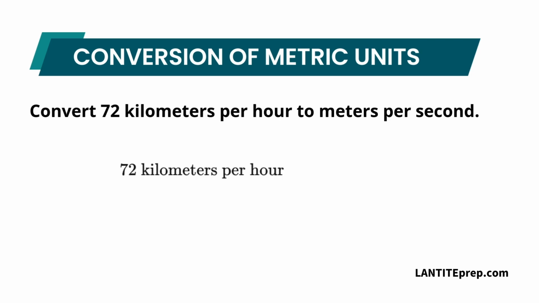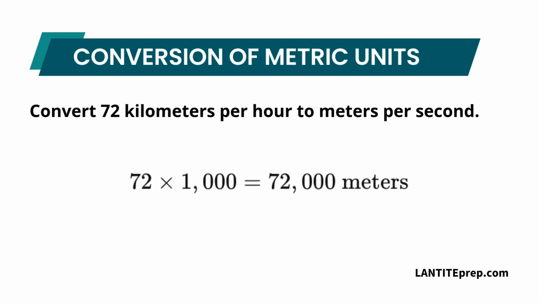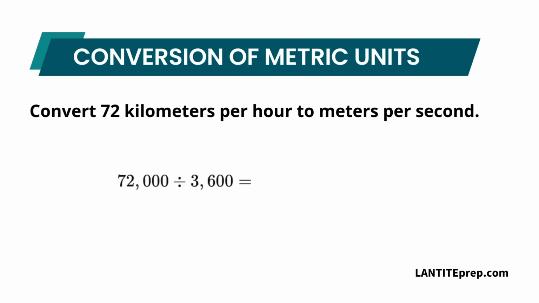Now, here's how we set up the problem. We start with the speed we want to convert, 72 kilometers per hour. To change this to meters per second, we multiply by a fraction that represents our conversion factors. Next, let's do the math. First, multiply 72 by 1,000. Now we divide that by 3,600 seconds. So, 72 kilometers per hour is equal to 20 meters per second.